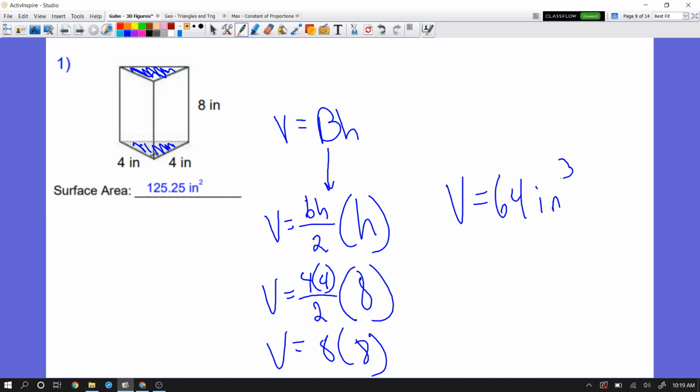So what I would advise you to do on the next couple is please make an attempt at these before, and hit spacebar to pause the video and then try and work it out, and then compare.